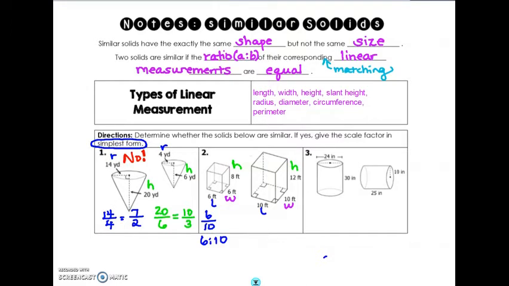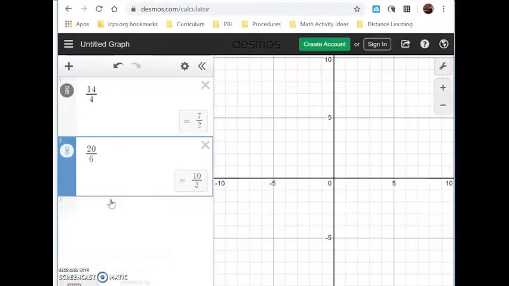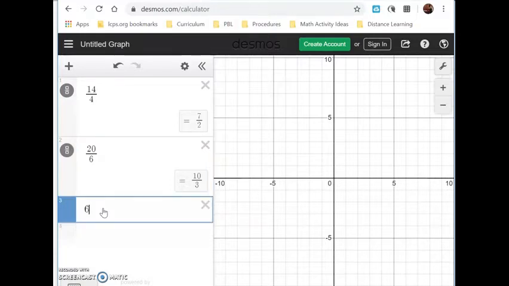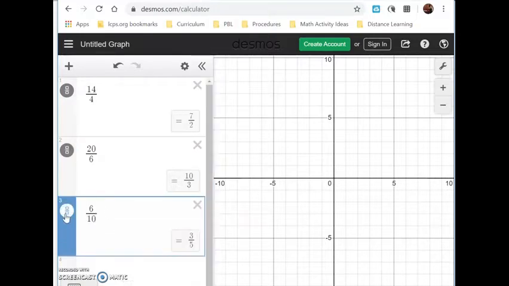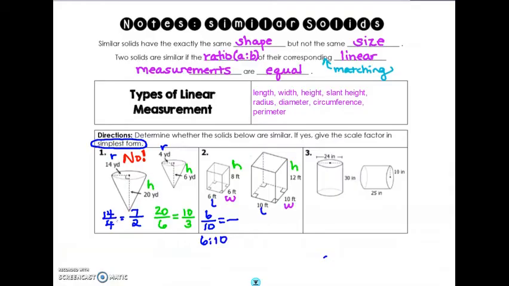But when I'm simplifying, I think it's easier to do this. So 6 over 10, again, I can go to Desmos, 6 over 10 turns out to be 3/5, 3 over 5. I'm not going to do my width because it's just 6 over 10 again. So I don't even need to go to Desmos for that one. My width is going to be 3 over 5. It's the same exact numbers.